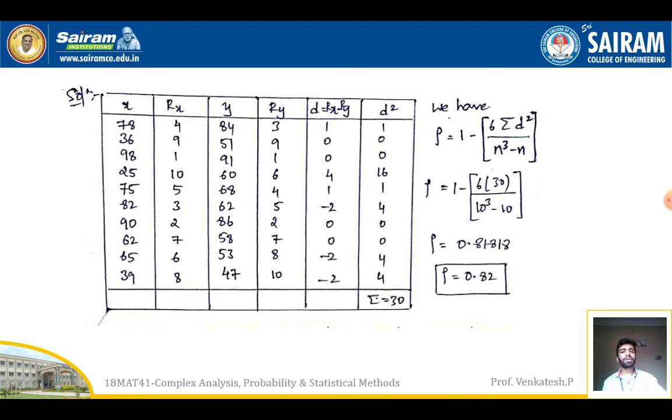Now take the formula rho is equal to 1 minus 6 summation d square by n cube minus n. On replacing all the values, I get 1 minus 6 into 30 by 10 cube minus 10. On simplifying this, rho is equal to 0.82, which is the required rank correlation coefficient for the given data.